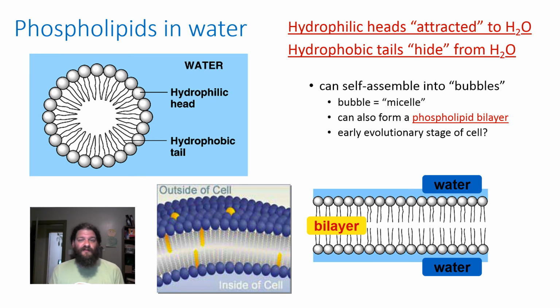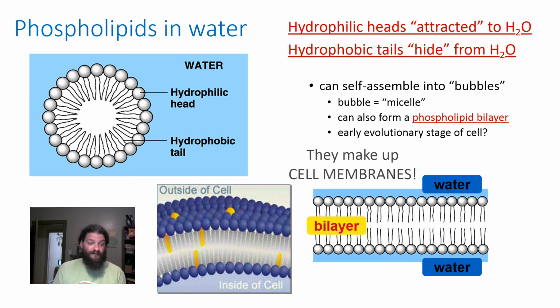It is where we think cells came from, this spontaneous nature of soap molecules to form these micelles and bilayers. And these are the makeup of cell membranes and the entire endomembrane system.